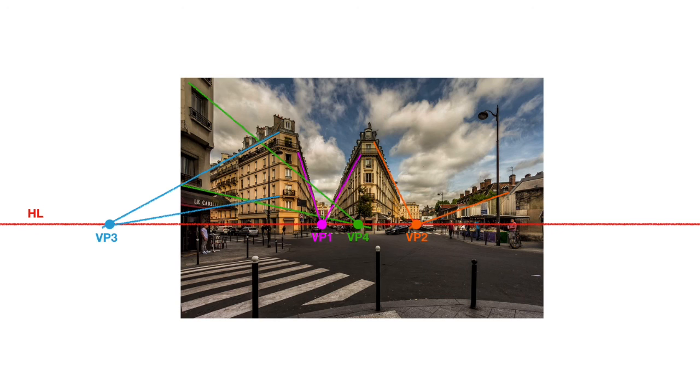And that's it. I just wanted to show you some tricky examples and some easy examples to show you what it's like to look for vanishing points on the horizon.